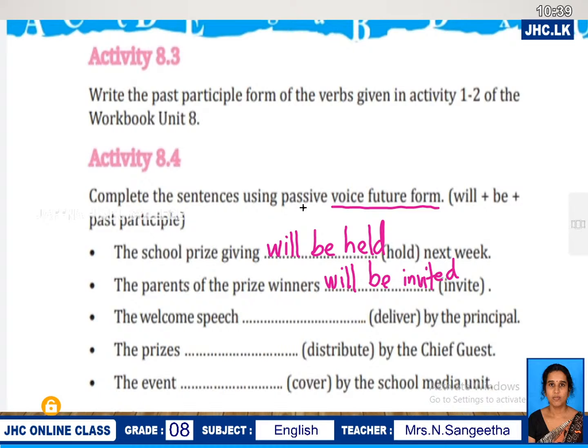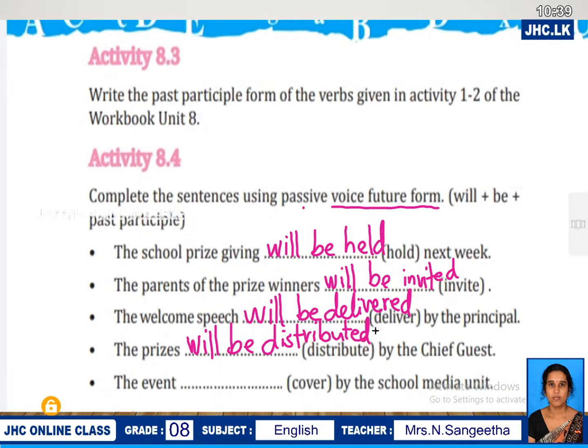Right. The welcome speech, what is it? Will be delivered by the principal. The prizes will be distributed. The event will be covered by the school media unit, right? Will be plus past participle is used here. Right. Check the answers.